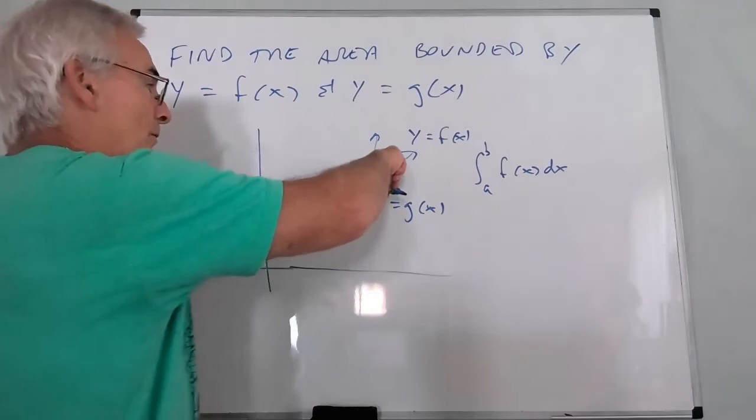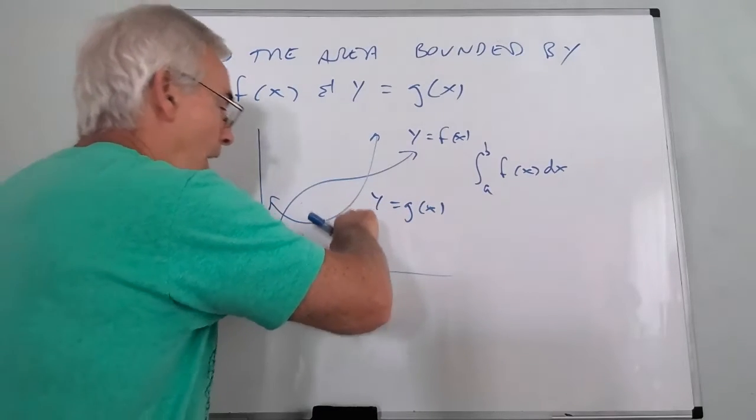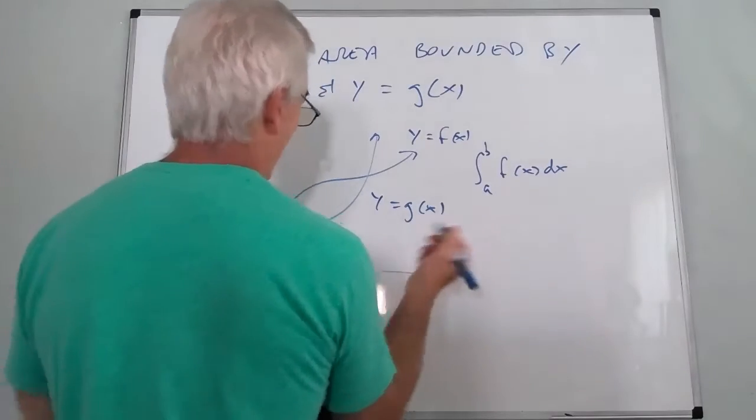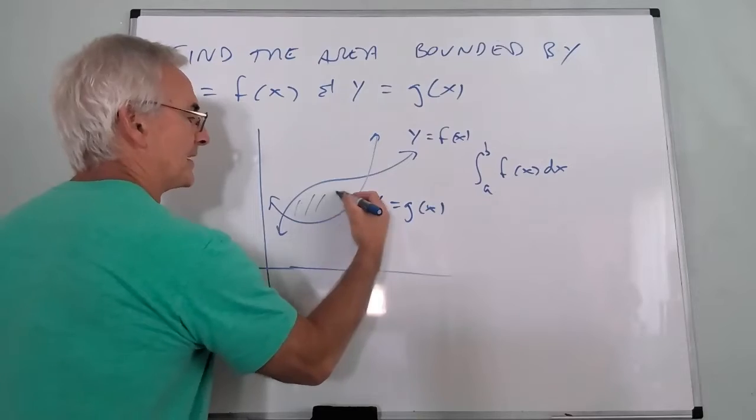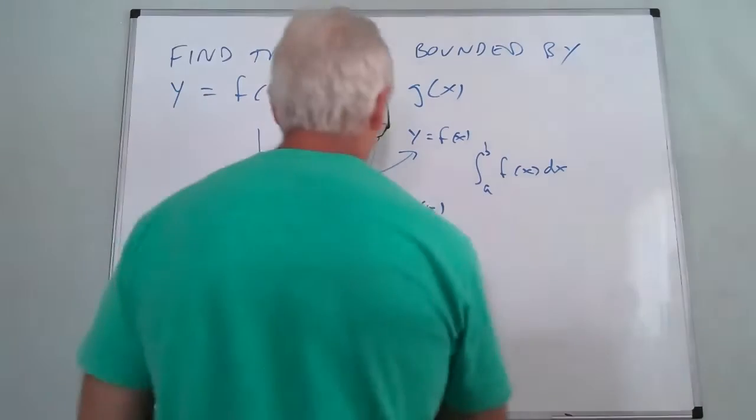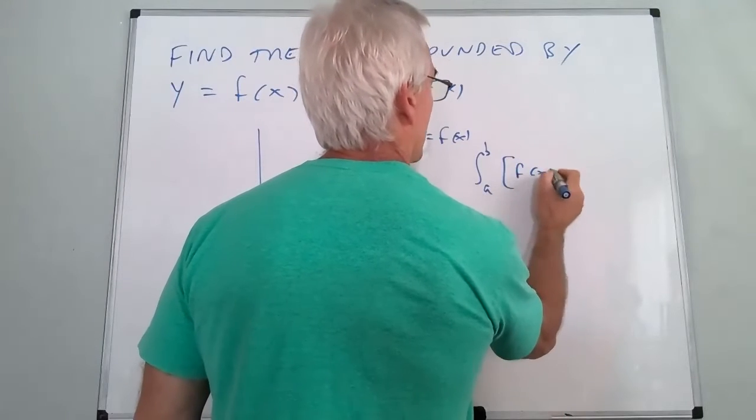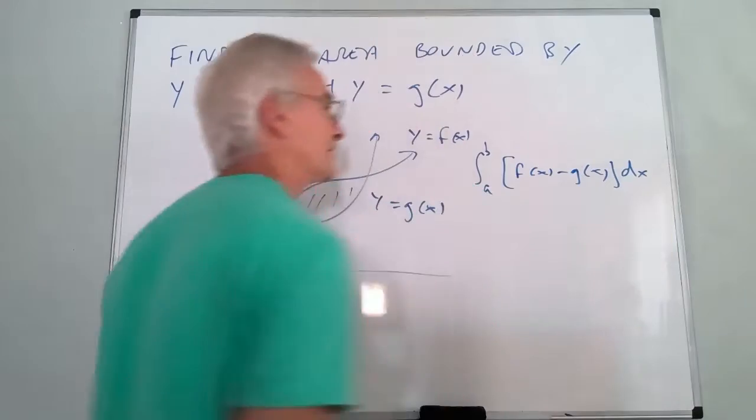This is no longer the area under f of x, because it's certainly not the area under, it's the area between. So in this case, or you could also say top one minus bottom, but bounded means this. Bounded means you are enclosing something, and I know that this one therefore looks like f of x minus g of x, because in my picture, f of x is always on top.